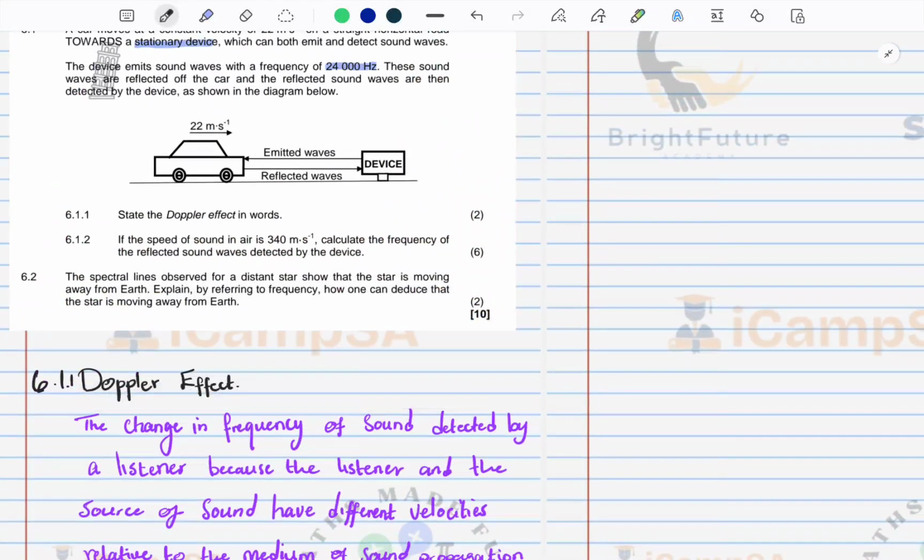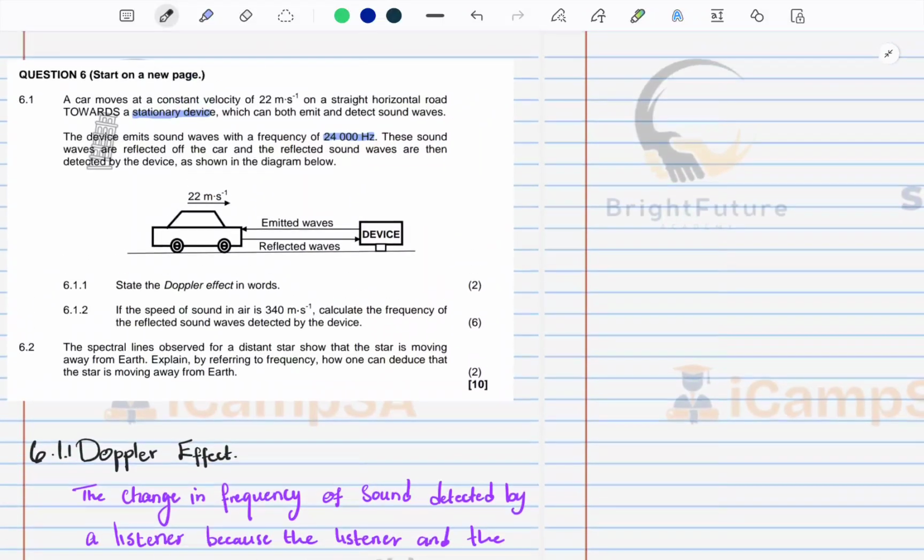Let's go to 6.1.2. Here they're saying if the speed of sound in air is 240 meters per second, calculate the frequency of the reflected sound waves detected by the device. Okay, now let's see how it goes.